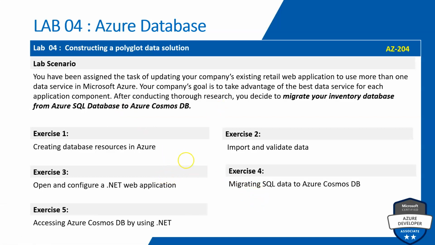In exercise 5, we'll write lots of code and we'll access Azure Cosmos DB by using .NET code. Okay, and in the last exercise we'll just clean up all the resources so we don't get charged. I hope you guys are clear with the lab intention and the activities that we are going to cover.